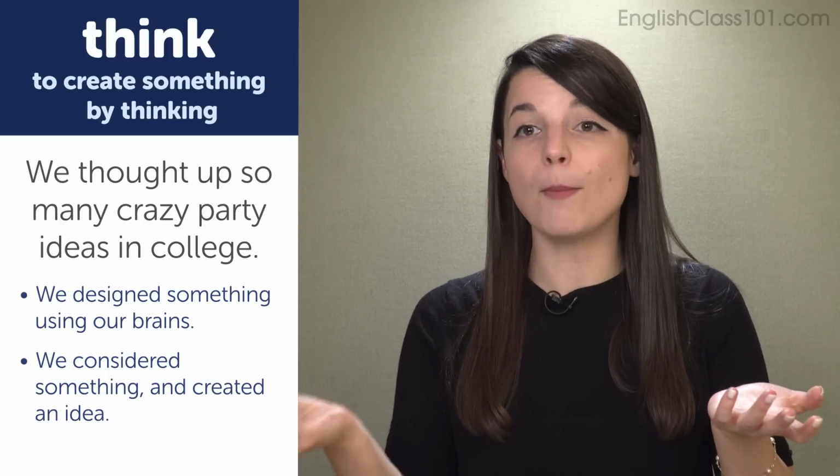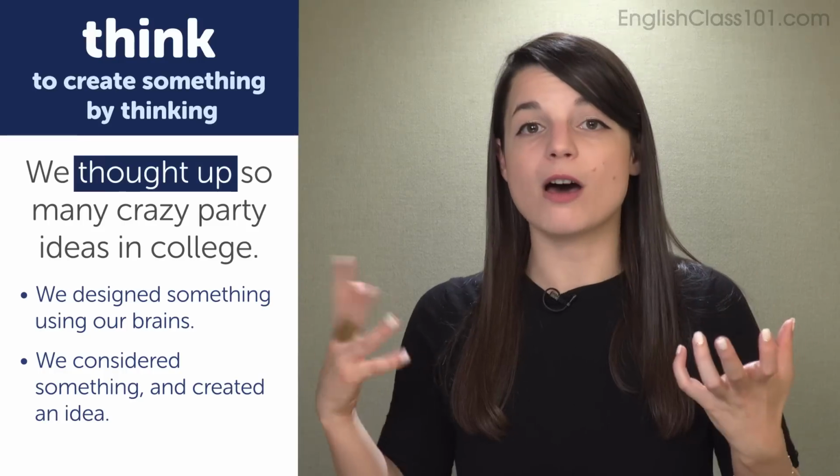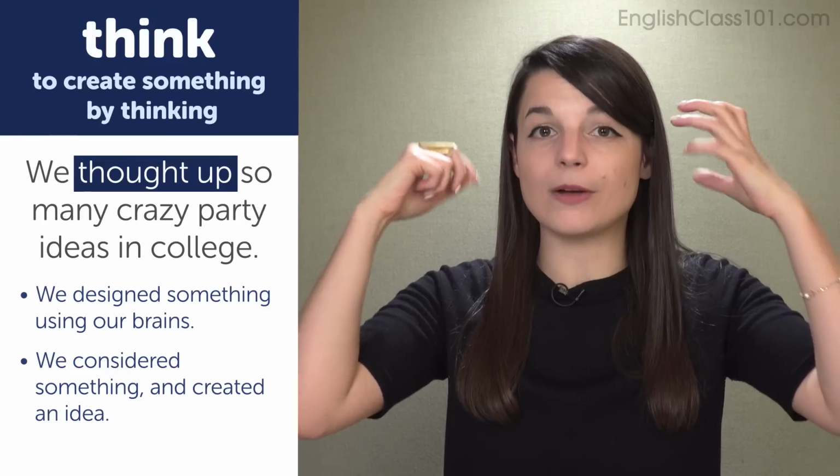So in the first example sentence, we thought up crazy ideas for parties in college, means we designed something using our brains. We considered something and created an idea. We created something by thinking. So to think up something. So we thought up crazy party ideas. So we designed crazy party ideas by thinking about them, by considering things in our minds.